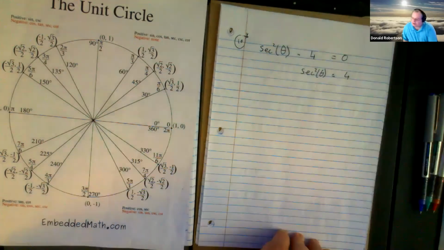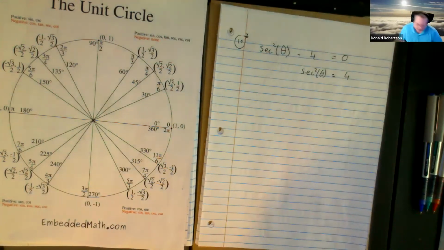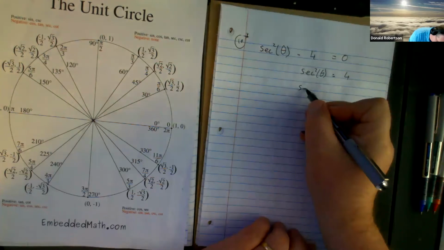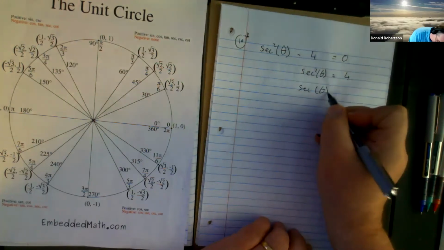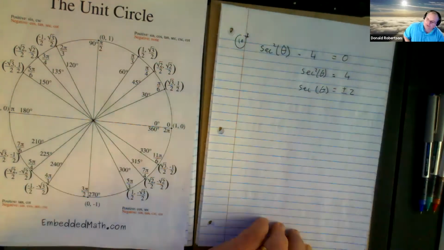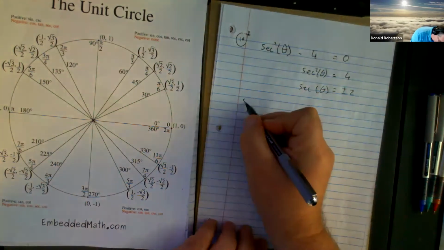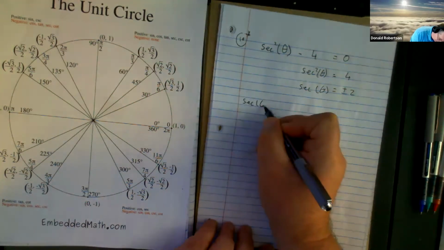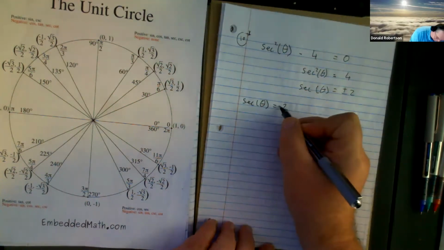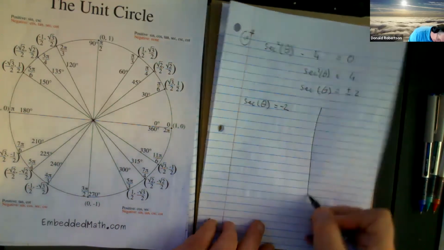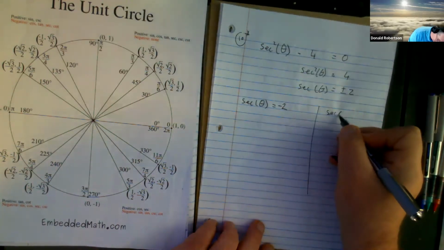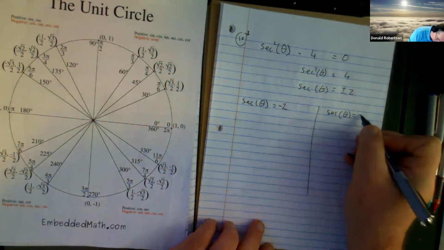So we agree to add 4 to both sides. And then if I take the square root of both sides, don't I get plus or minus 2? So there are 2 distinct situations. The secant of theta is, let's say -2 because it looks better. And the other situation is going to be over here. It's going to equal 2.